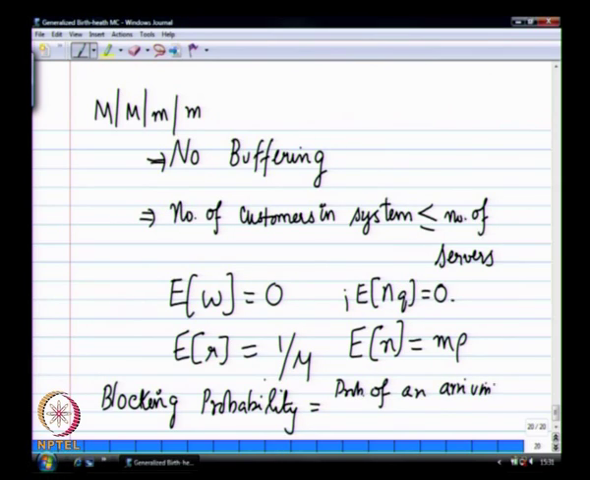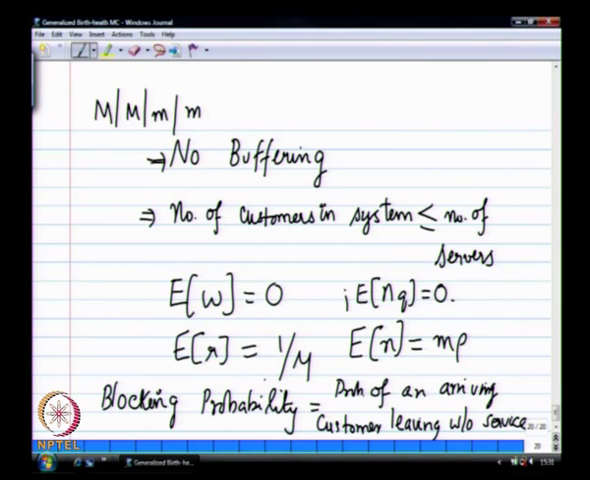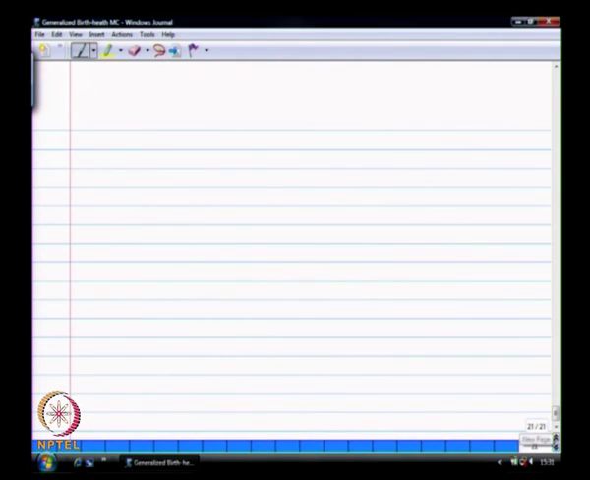an arriving customer being dropped. It will be dependent upon m. If I have more servers, I will have less dropping. Assume that lambda is fixed and mu is fixed. M is what we have control over, right. So the service.